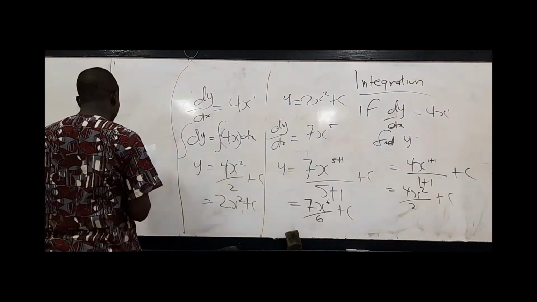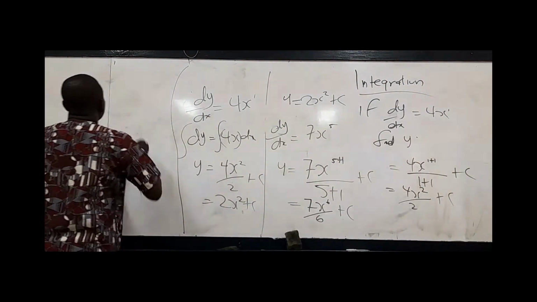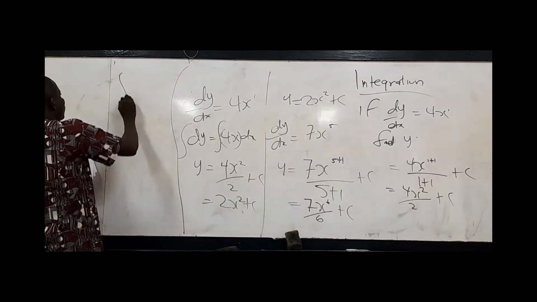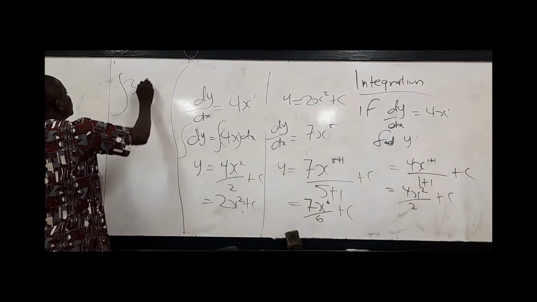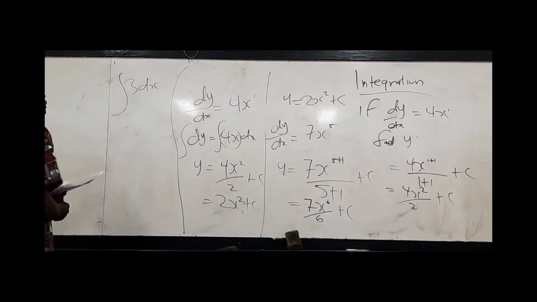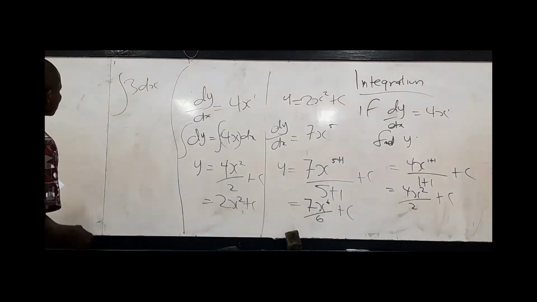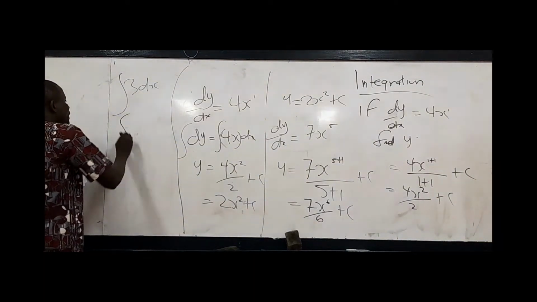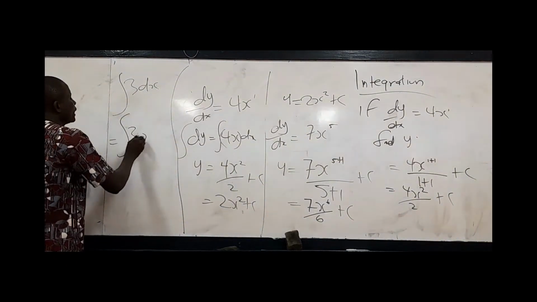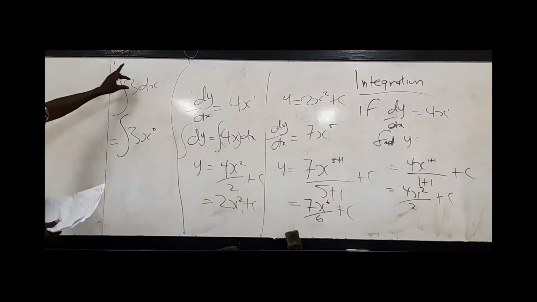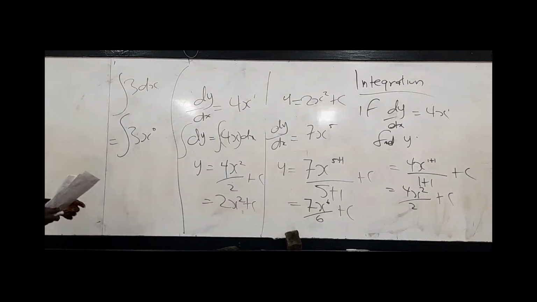Now let's see another one quickly. If they ask me to evaluate the integral of 3 dx, the moment you see this sign, it means you are supposed to integrate. Remember that this is the same as 3x raised to power 0. Any number raised to power 0 is 1. So the fact that you don't see x here, there is an x raised to power 0 there.